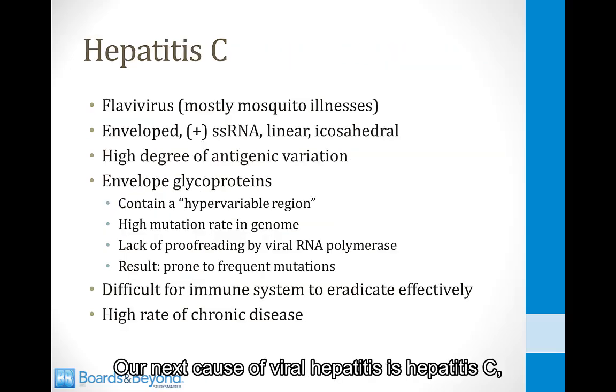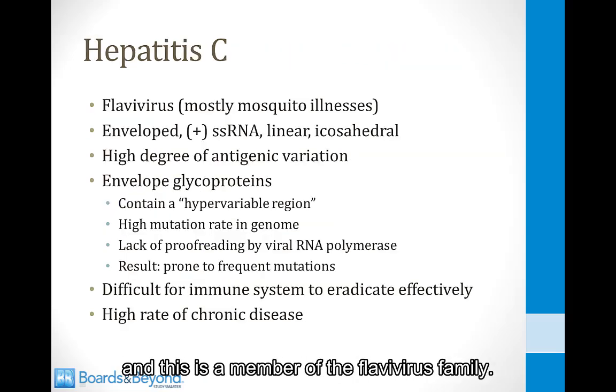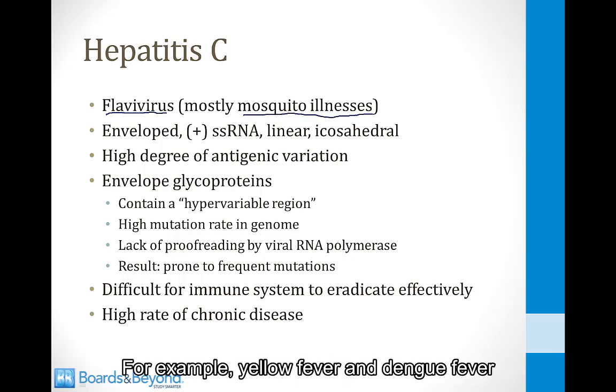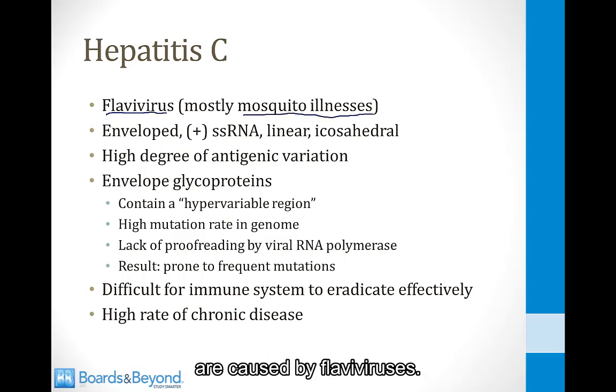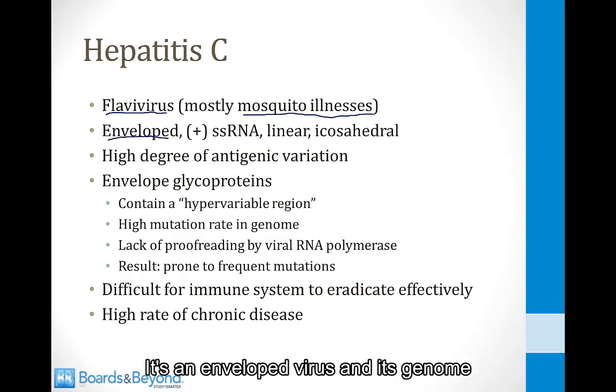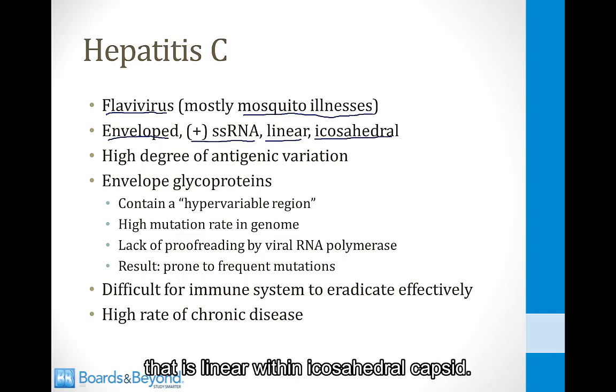Our next cause of viral hepatitis is hepatitis C, and this is a member of the flavivirus family. Now, most of the members of the flavivirus family are mosquito illnesses. For example, yellow fever and dengue fever are caused by flaviviruses. Hepatitis C is a relatively unusual member of this family. It's an envelope virus, and its genome is positive sense single-stranded RNA that is linear with an icosahedral capsid.